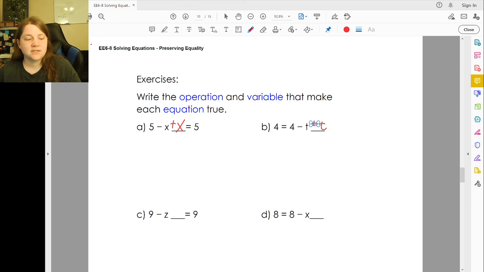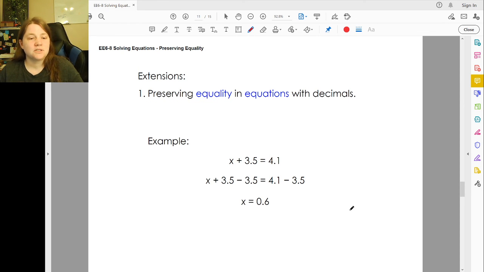What do we do for letter C? 9 minus z, do something to get 9 back? Well, we subtracted z, so we're going to add z. Same thing over here. 8 minus x, we have to do something to get back to 8, so we're going to add x back in.